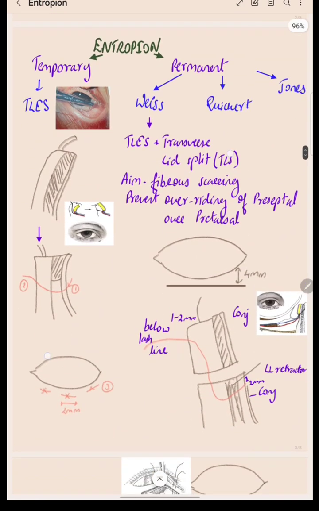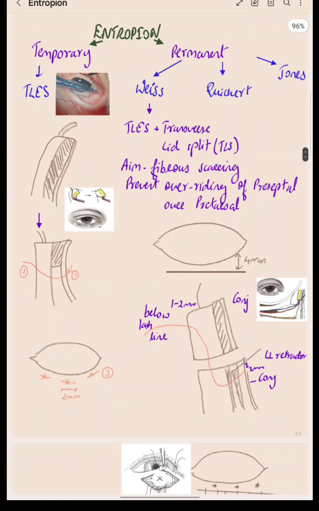Coming to the treatment proper, the temporary treatment is usually a transverse lid diverting suture. Here the main aim is to overcome the overriding of the preseptal over the pretarsal orbicularis oculi. The procedure: we use a double arm 4-0 catgut, enter from conjunctiva to skin just below the tarsal plate, 2 mm apart between the two arms, then exit through the skin just above the level of conjunctival entry.